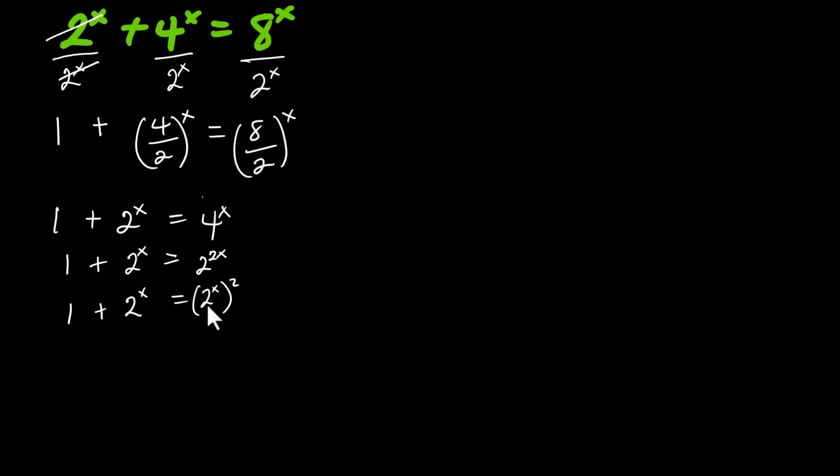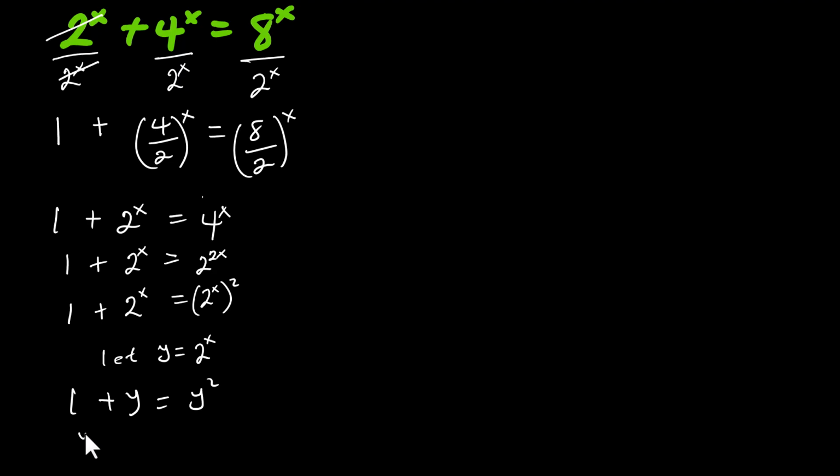Look at this. We have 2 raised to x here, 2 raised to x there. It will be complicated to keep this 2 raised to x in the question, so let's take it out by representing it with a variable. Let y be 2 raised to x. So I have 1 plus y equals y squared.